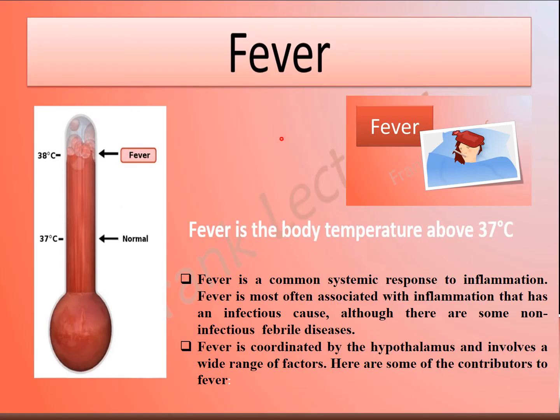What is the relationship between the fever and the acute inflammation? The fever is a body temperature above 37 degrees, and the fever is a common systemic response to inflammation. It is most often associated with inflammation that has an infectious cause, although there are some non-infectious febrile diseases.